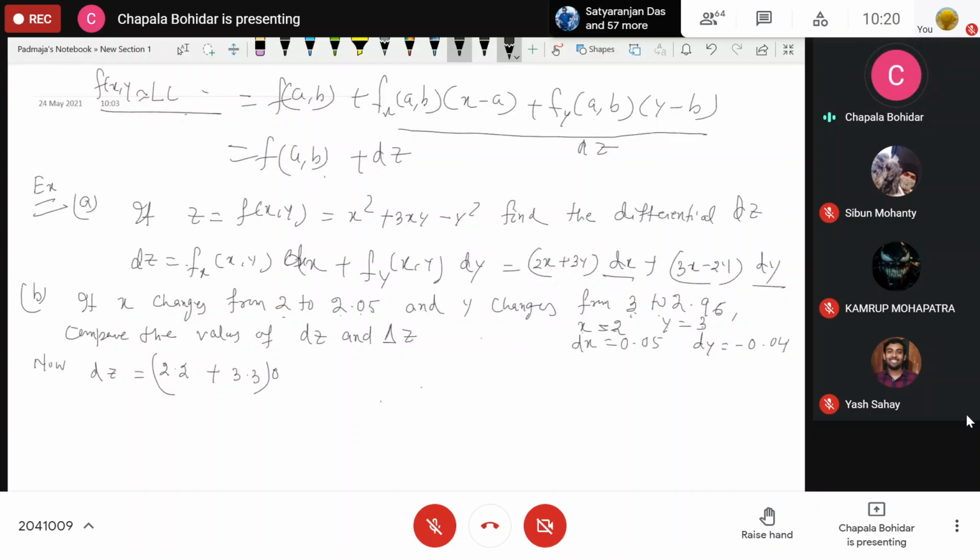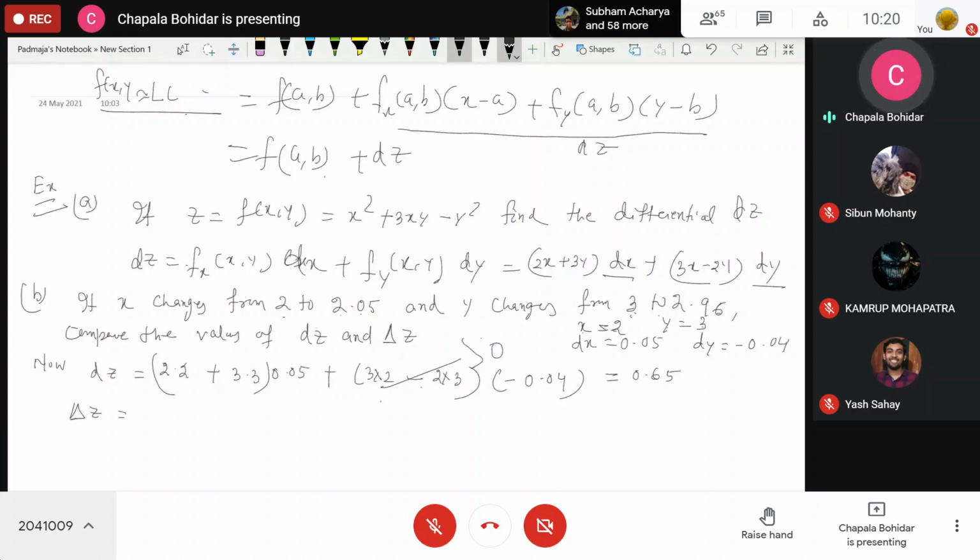We have calculator, find out your value. Then it is 3 into 2 minus 2 into 3, then it is your minus 0.04. So what is the value you get here? It is equal to 0.6. Okay. So similarly, compare with del z.